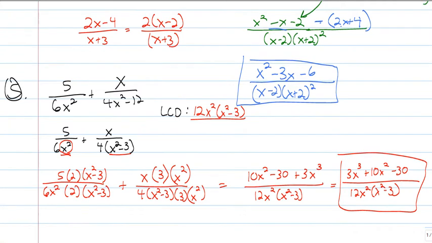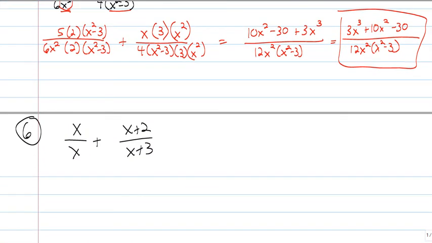And let's look at the last one. There's two ways to do this one. There's a quicker way and a longer way. Now on this one, some of you guys might go, wait, x over x, isn't that just 1? Yes, it is. So the quick way is turning this into a 1 plus x plus 2 over x plus 3. Well, in order to add this fraction to 1 over 1, the LCD just needs to be x plus 3.